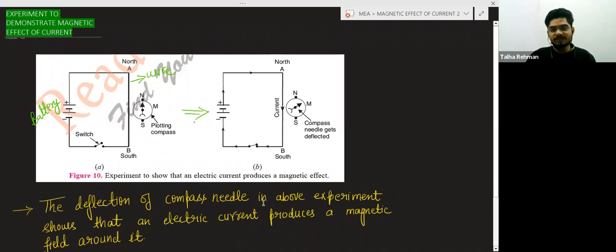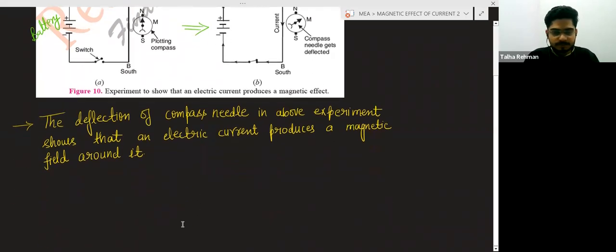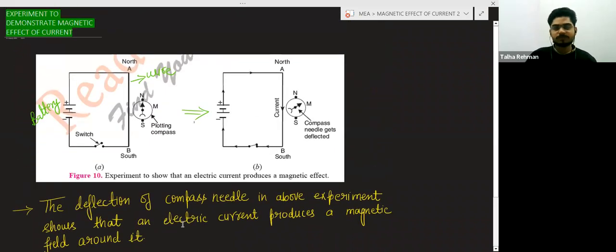So the deflection of the compass needle in the above experiment shows that an electric current produces a magnetic field around it. Clear? Okay.